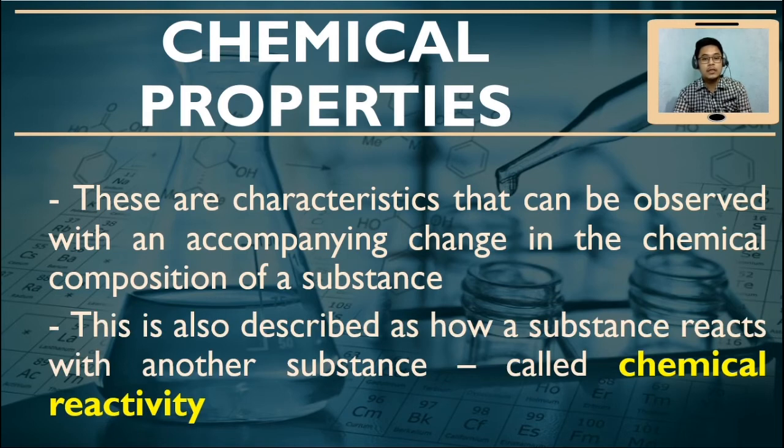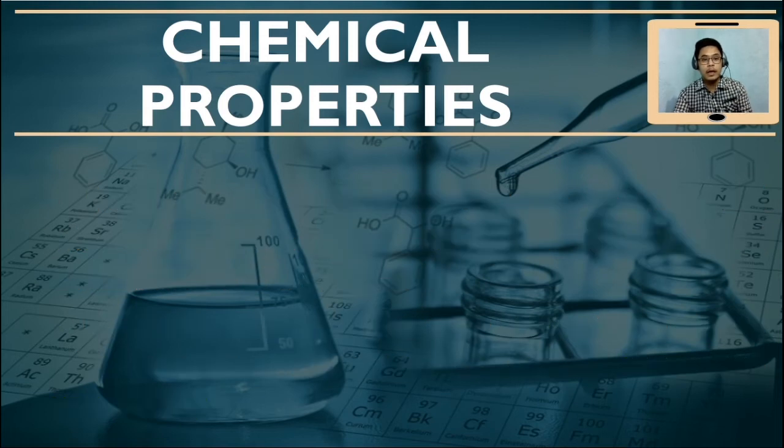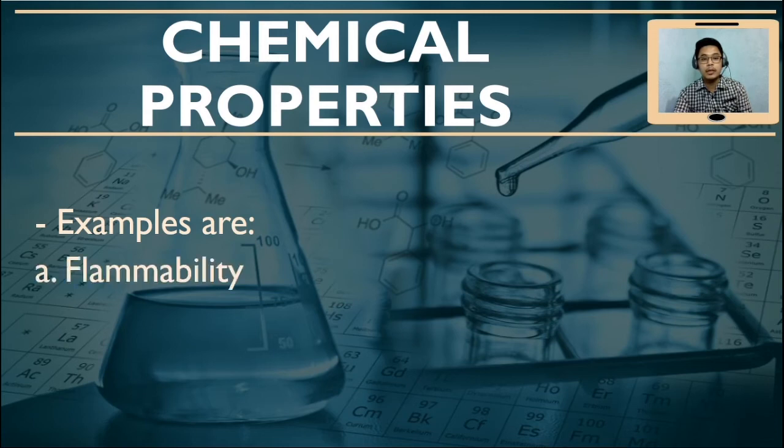And it is also described as how a substance reacts with another substance, which is called the chemical reactivity. So this time, meron na tayong other factor to be considered in order for us to identify the chemical property of a specific matter. And take note of the following examples. So examples of the chemical properties are the following.